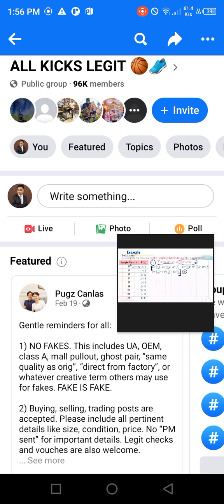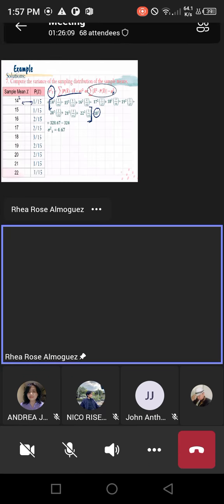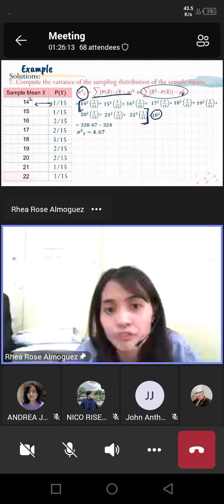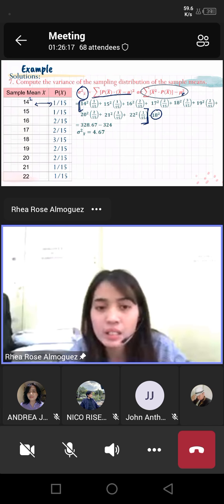Okay, so we have here, tama. We have here 4.67. I'm gonna double check kung tama yung nalilito sa PowerPoint. Anyway, so we have here 4.67 as the value of the variance of the sampling distribution of the sample means.